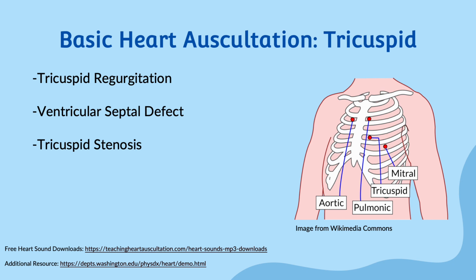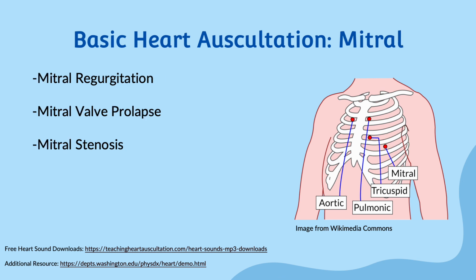Tricuspid stenosis is a condition in which the tricuspid valve, which is located between the right atrium and the right ventricle, becomes narrowed, making it difficult for blood to flow into the right ventricle during diastole. This leads to increased pressure in the right atrium and eventually right atrial enlargement.